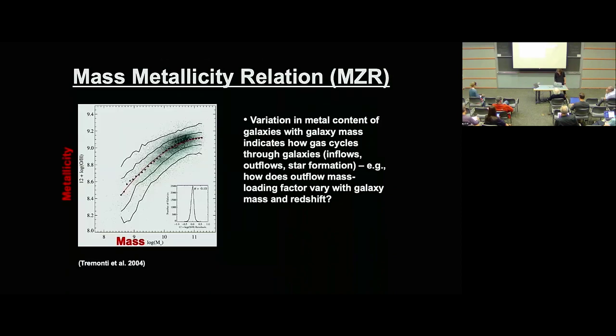And so one of the ways that we have of trying to answer questions about the way that gas cycles through galaxies is by looking at what we call galaxy scaling relations. In particular, one of the ones that people in my group like to study is the mass-metallicity relationship. The variation in metal content in galaxies as a function of galaxy mass is one of these ways that we have of probing the inflows and outflows of gas in galaxies.